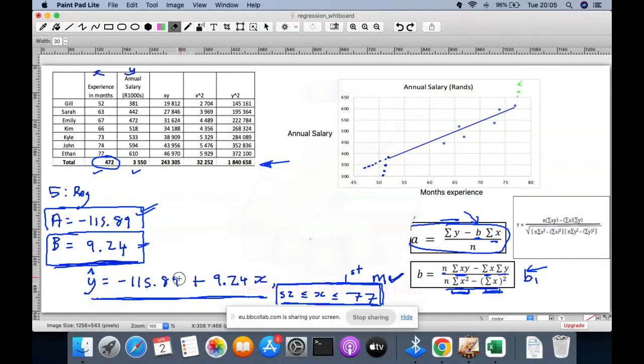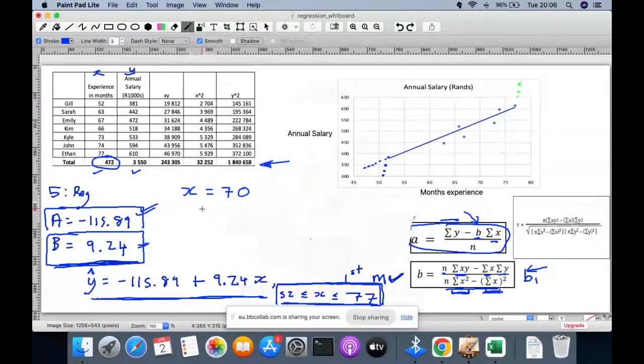For instance, now that I have this equation, say someone comes along with 70 months of experience. If you look at our table, there's nobody that has exactly 70 months, right? The person that's closest is, let's say, 73, and Kim actually has 66. So in between these two people, there's no one that came in with exactly 70 months of experience. So now what we're saying is someone comes along with 70 months of experience. So that means our x is 70. And what we want to do is, what is the estimated annual salary this person would have?